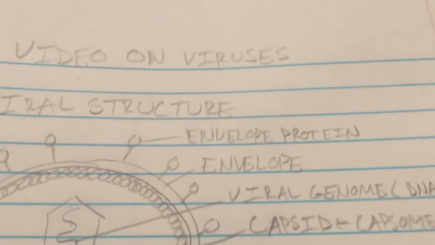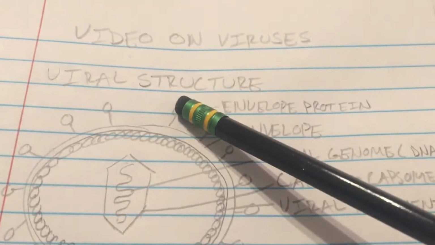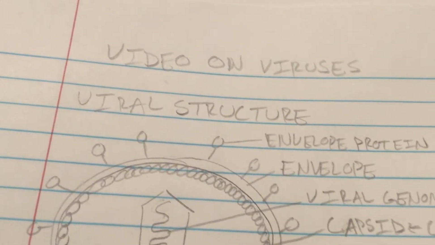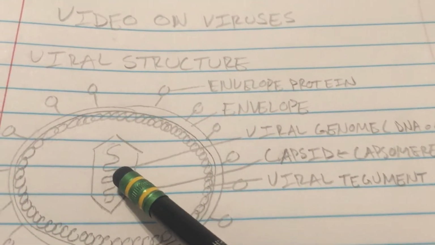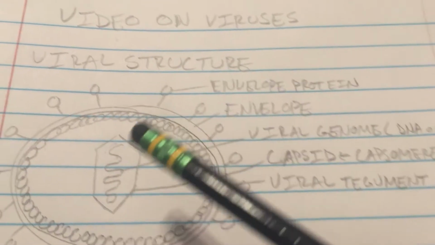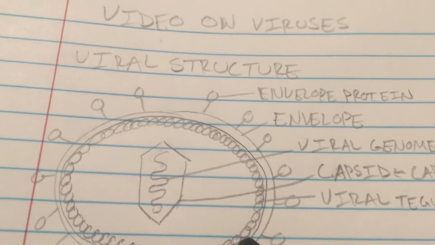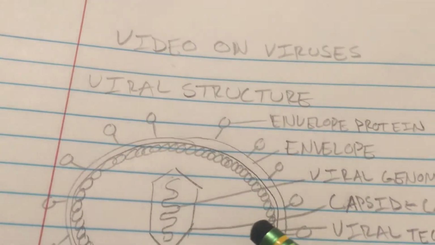So we're gonna go over viruses. First, the viral structure is made up of the envelope protein, the envelope on the outside, which is the membrane. The viral genome, which is inside, is made up of DNA or RNA. Either could be single strand or double strand. And then the viral integument, which is inside the membrane of the virus.